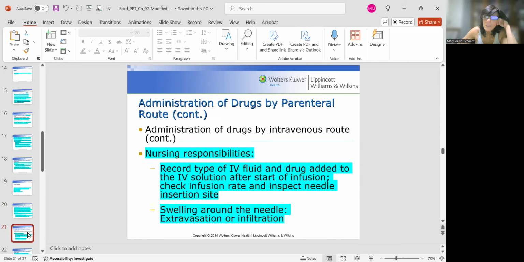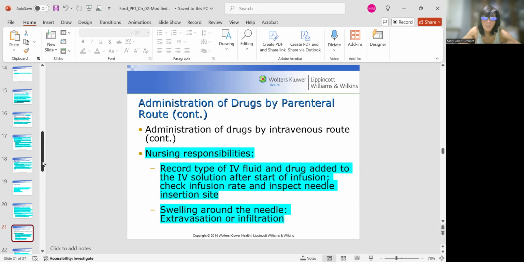Okay. Nursing responsibilities when you're doing IVs. You always make sure you document whatever the fluid is, whatever the drug is, immediately after the start of the infusion. And you're always going to check the rate and inspect the insertion site. If you should see swelling around the needle or around the site where it enters the vein, that can be extravasation or infiltration. And when we talk about IVs, we'll get into more detail about that. So don't worry about that just yet.